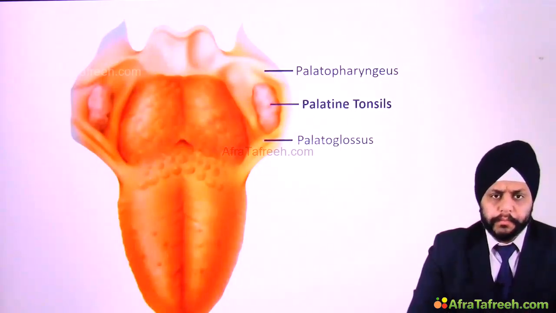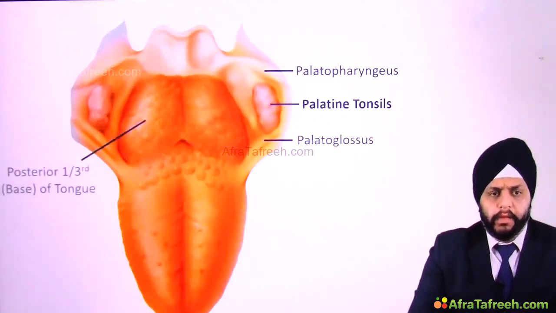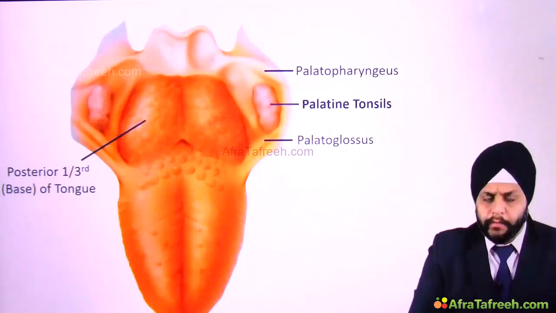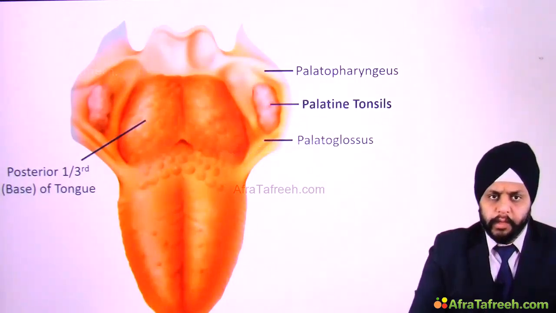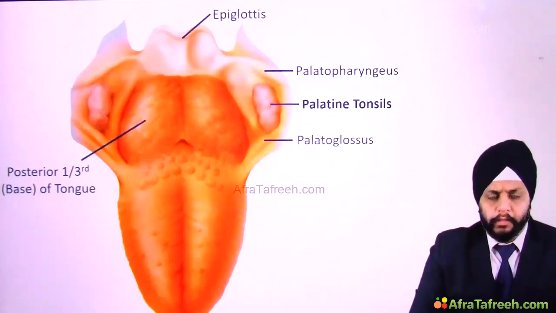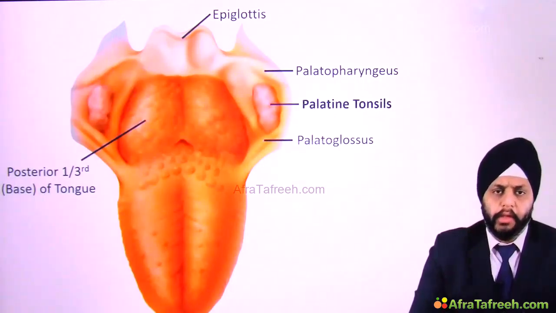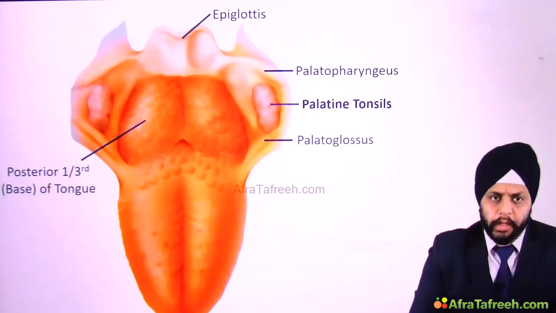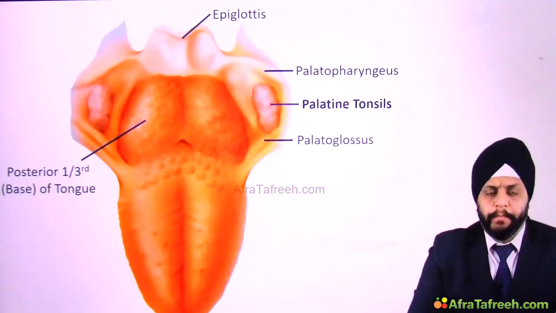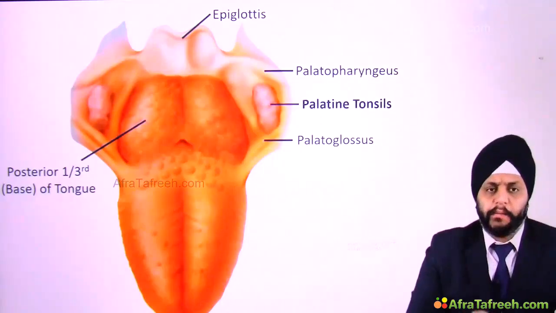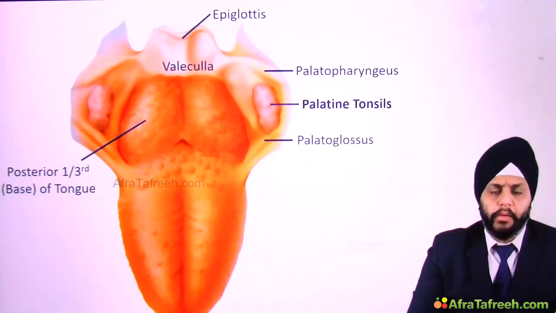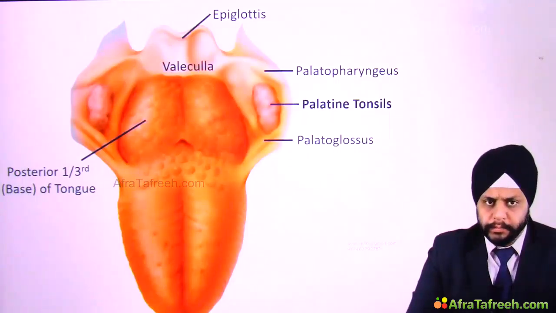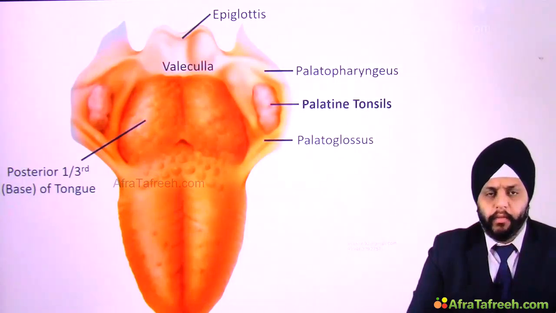Now what else can we see? We can see over here the posterior one-third of the tongue, also known as the base of tongue. Of course that forms part of the oropharynx. Then we also have the epiglottis. The epiglottis comes from the larynx, but above the level of the hyoid bone it forms a part of the oropharynx. Between the base of the tongue and the epiglottis, there is a space. This space is known as vallecula.